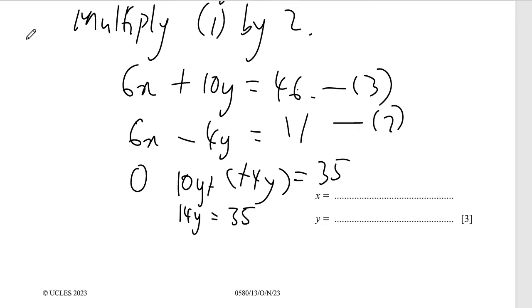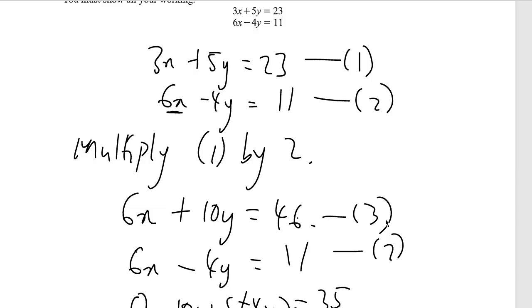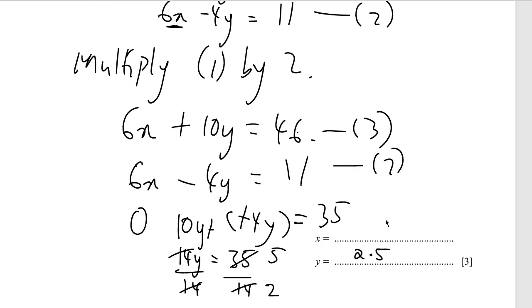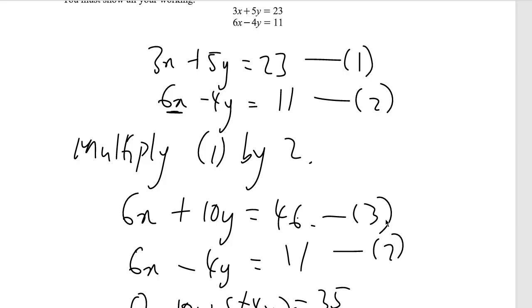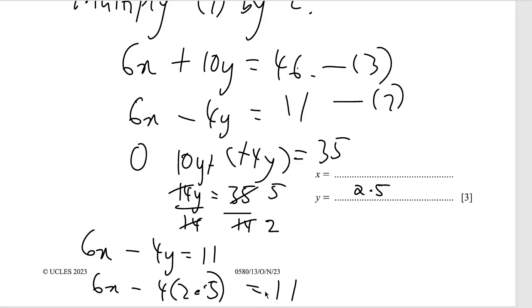And then to get the value of y, we divide 35 by 14. So 7 goes into 35 to give us 5, and into 14 to give us 2. And 5 divided by 2 is 2.5. So that implies that y is 2.5. Now the question is, what is the value of x? Right? So you could go into any of the equations and substitute the value, right? So we could pick equation 2, 6x negative 4y equal to 11, and then we substitute the value of y, and we have 6x negative 4 into 2.5 is equal to 11, right?